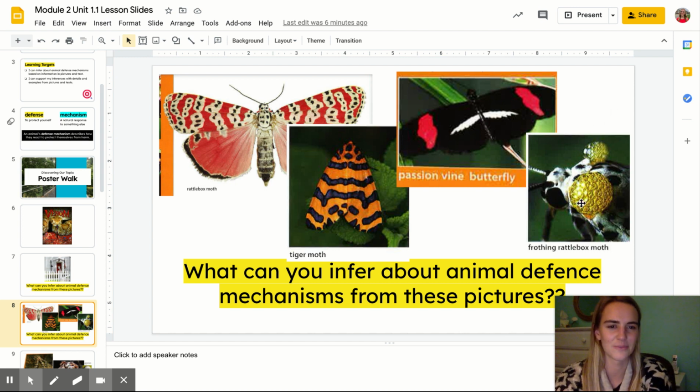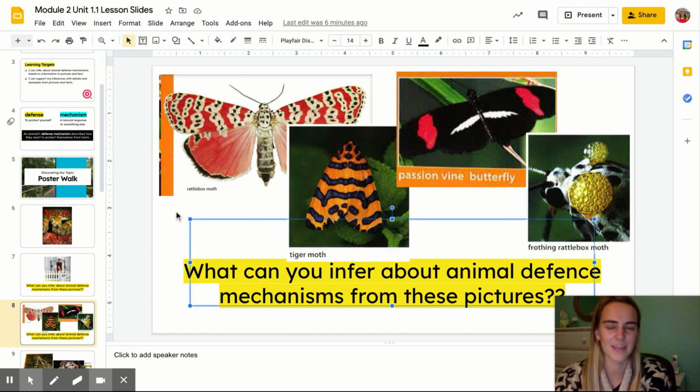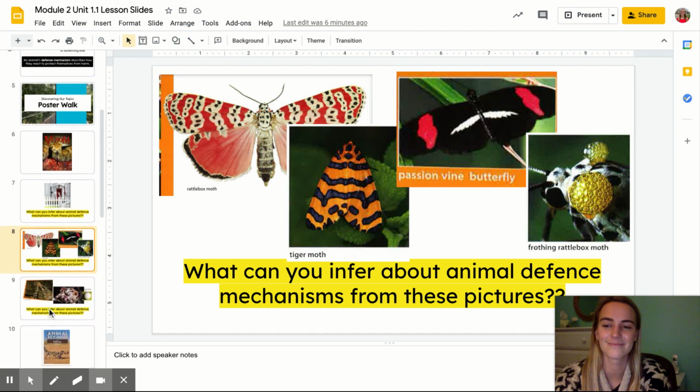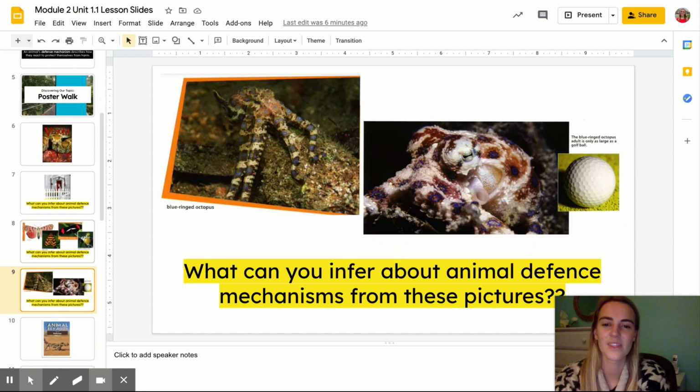Look at this guy. He's really weird looking. So these names: the rattlebox moth, the tiger moth, the passion vine butterfly, the frothing rattlebox moth. I don't know about you guys, but that kind of sounds like a scary butterfly. So now we're looking at this. What can you infer about animal defense mechanisms from these pictures?